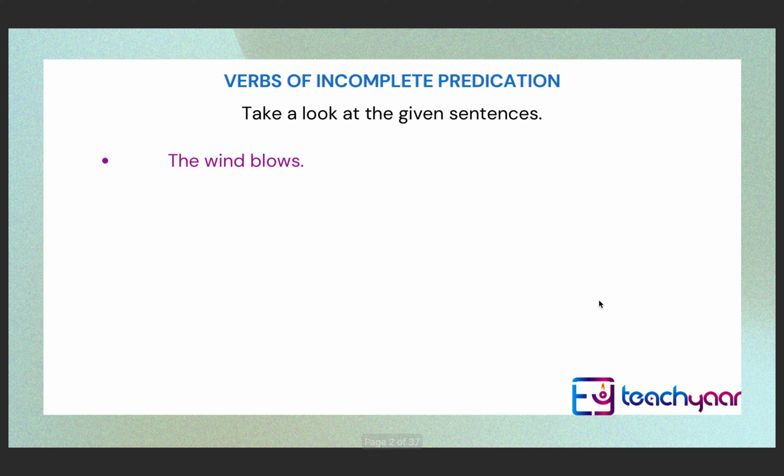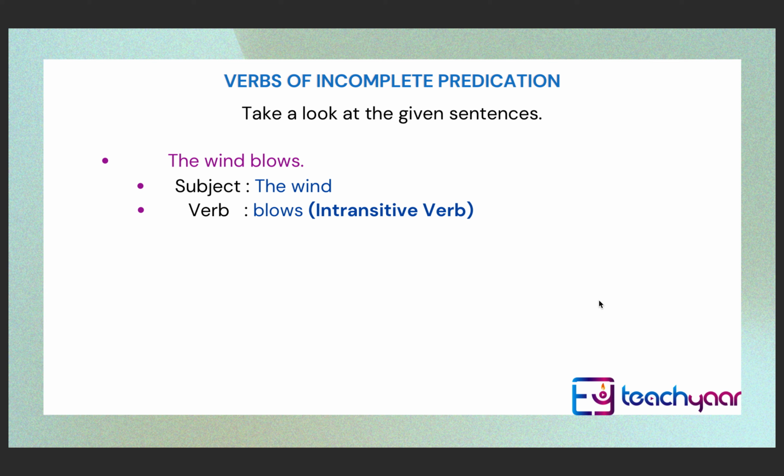Today we will learn about verbs of incomplete predication. Take a look at the given sentences. The first sentence: The wind blows. What is the subject in this sentence? The wind. What is the verb? Blows.